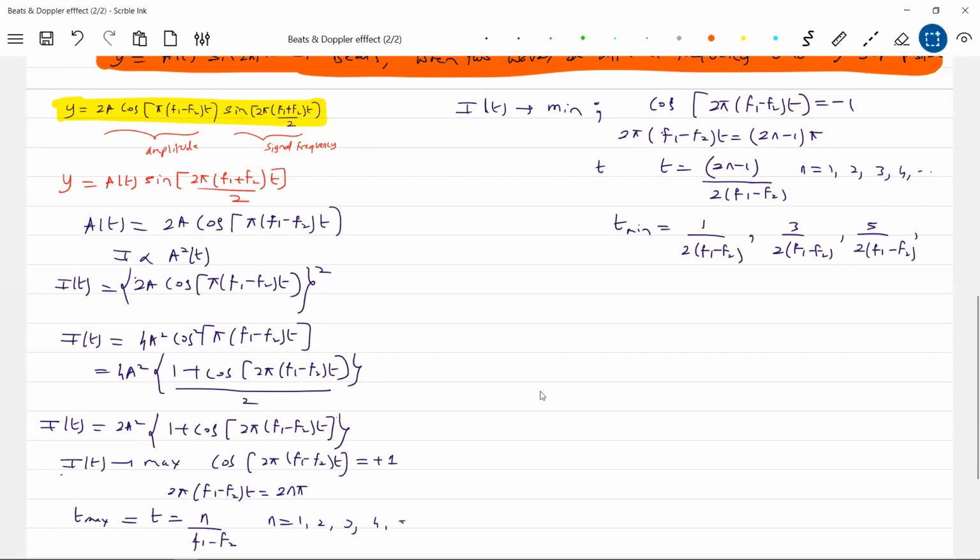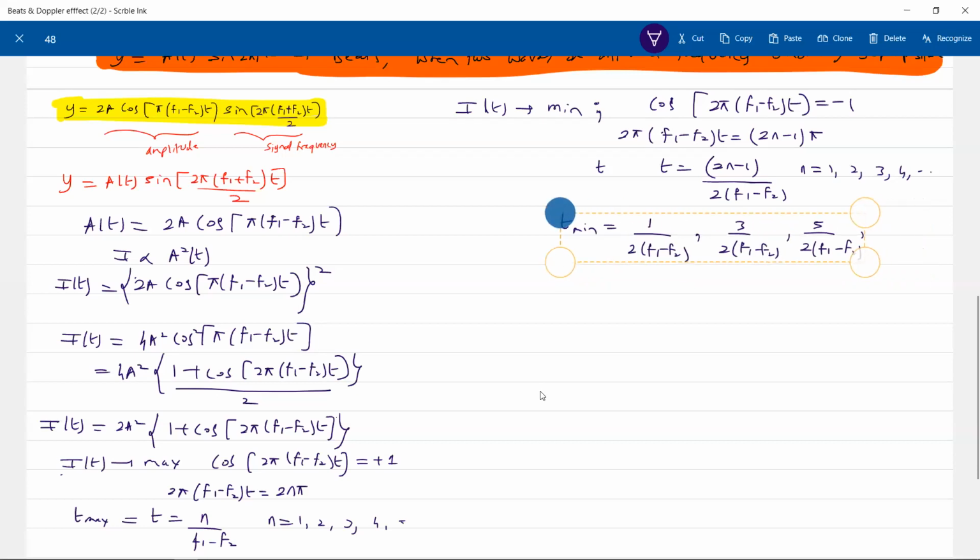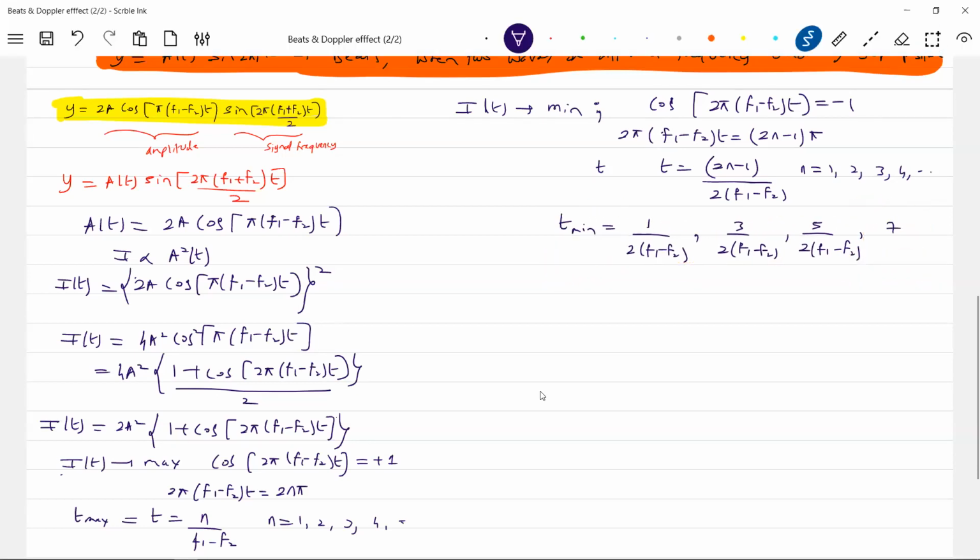And so on. All these are in seconds. So what is this t minimum? Instants of time at which intensity is minimum.